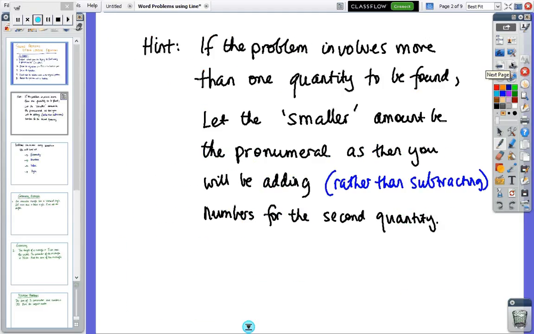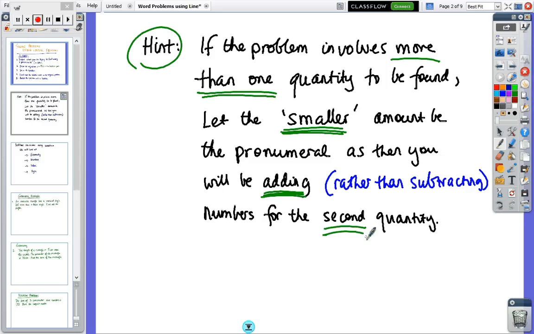Okay, so I've got a hint. Often as not, there's more than one thing that we're trying to find, and it's sometimes easier to identify what the smaller thing is. If there's more than one thing, identify what the smallest thing is, and then from then on, for the other things, you're going to be adding numbers rather than subtracting numbers. You can make anything the letter, but if you look for the smaller, then you're adding rather than subtracting. And it could be more. It could be a second thing, or it could be more than 2 things. Okay, so let's have a look.